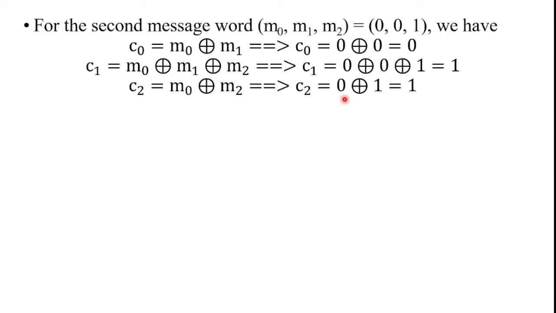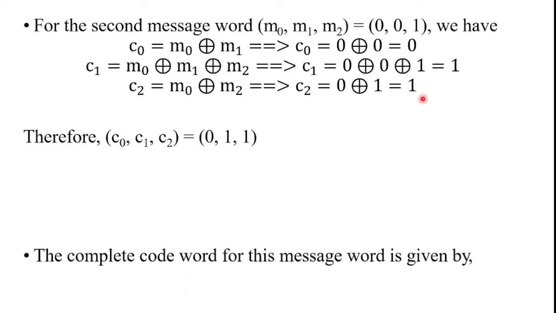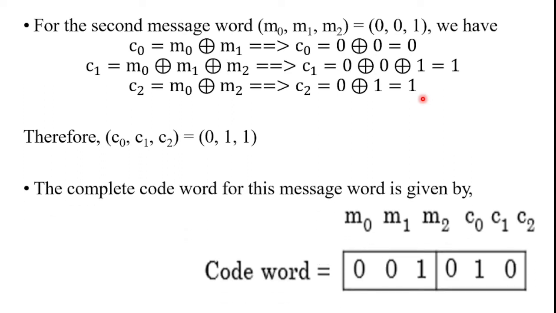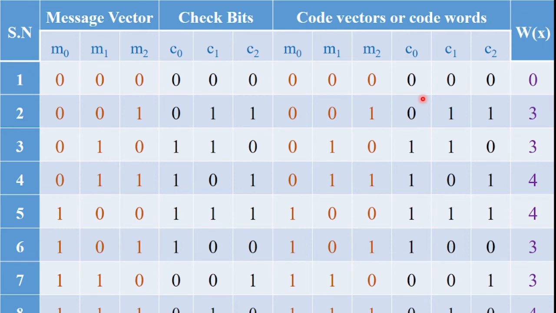C2 is equal to 0 exclusive or 1, which is 1. So these are the parity bits. Therefore, the complete code word structure is the message bits followed by the parity bits, and this is the complete code word structure of the second message vector. Similarly, we can determine the code vectors of the remaining message vectors.